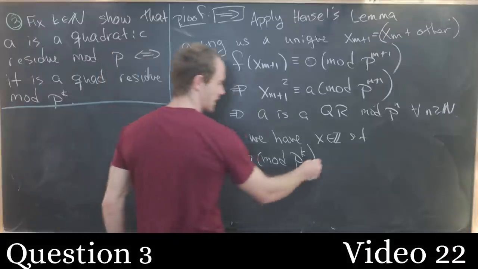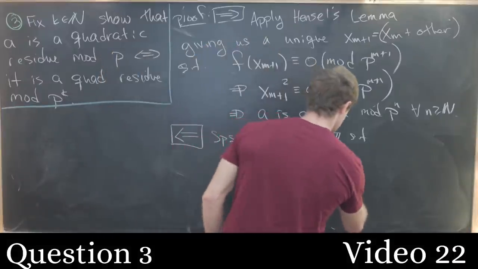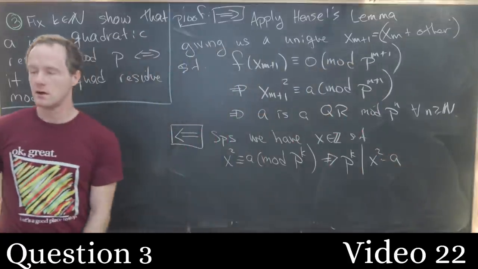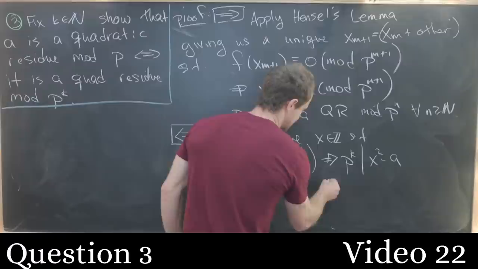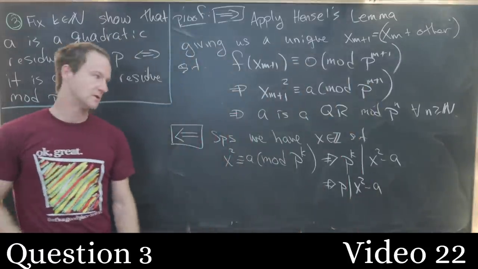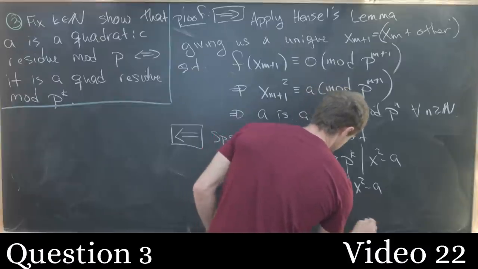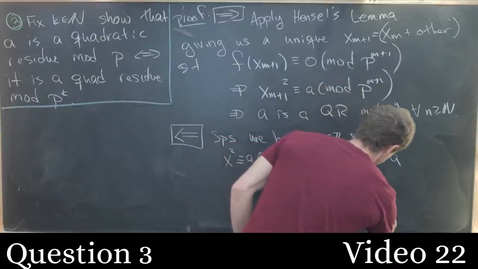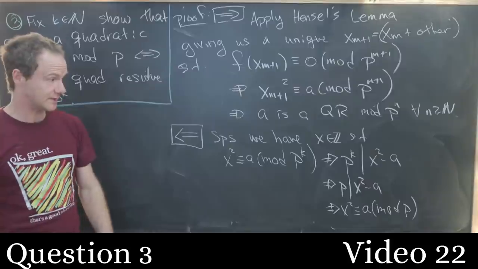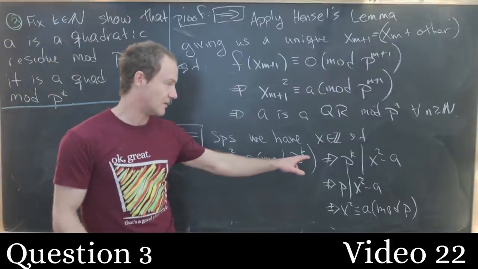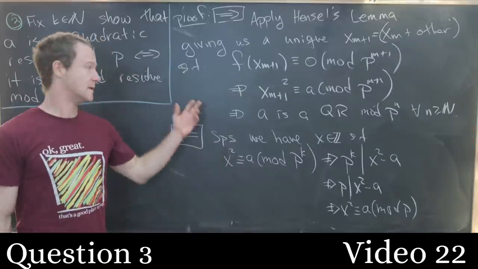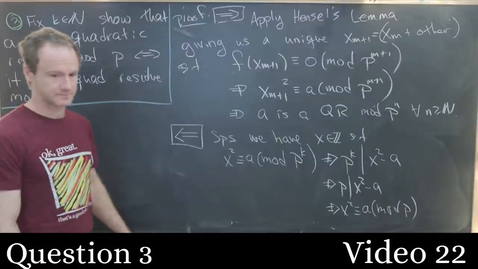Now let's use the definition of congruence mod n. This means that p^k divides x squared minus a. But if p^k divides x squared minus a, that means p most definitely divides x squared minus a. But that tells us that x squared is congruent to a mod p. So that's all there is to it. So that means a is a quadratic residue mod p. So notice if it's a quadratic residue mod any power of a prime, it's a quadratic residue mod all of the powers of the prime, by putting both directions together.